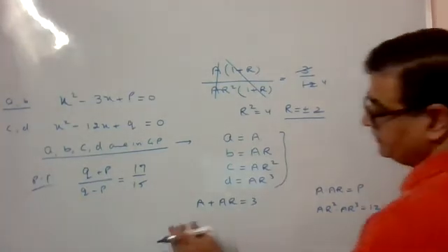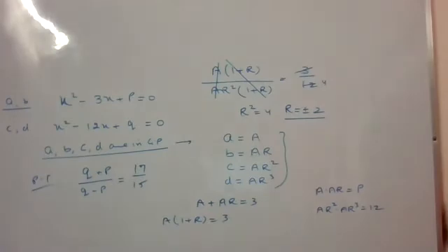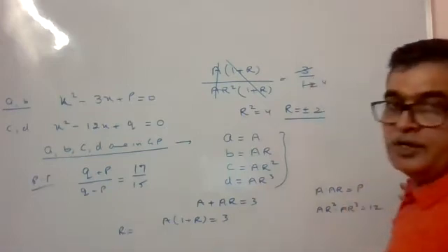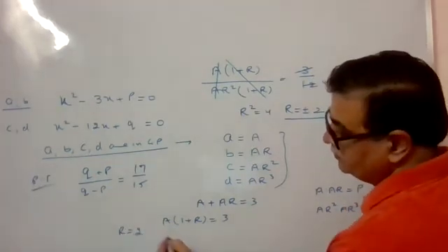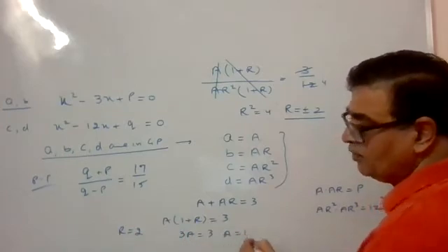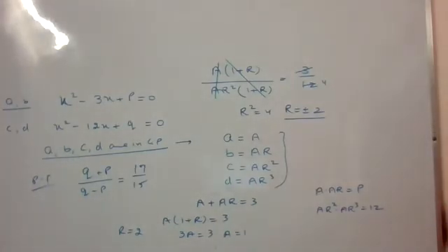A I calculate by this: A common 1 plus R is coming 3. First, when you take R equal to 2, then it will be 3. Thrice A is 3, so A is coming 1. When you have R equal to minus 2, it is minus 2 plus 1, so it is minus A, which will be 3. A is coming minus 3.